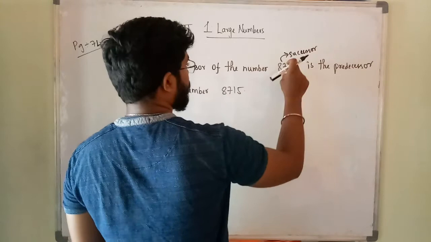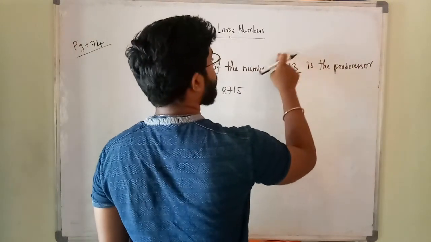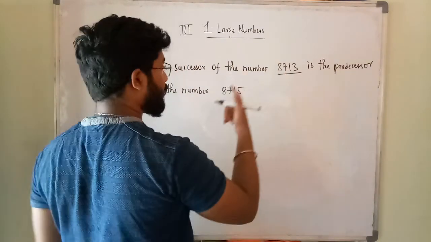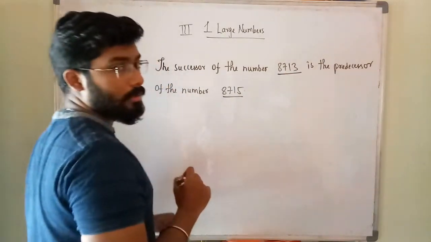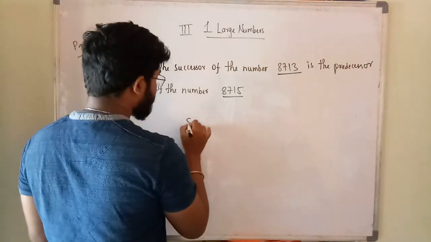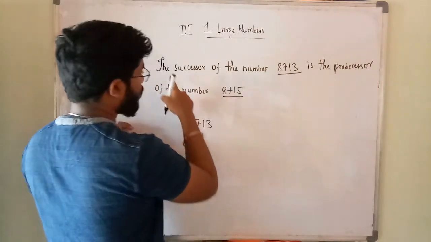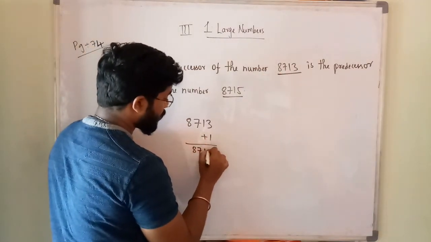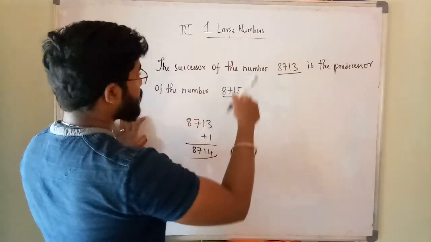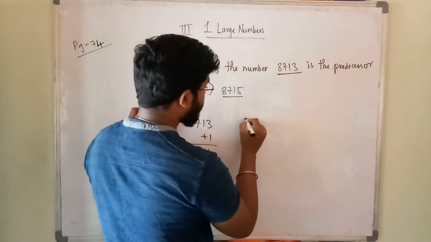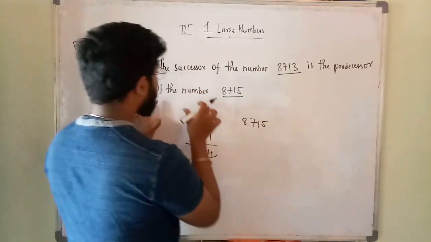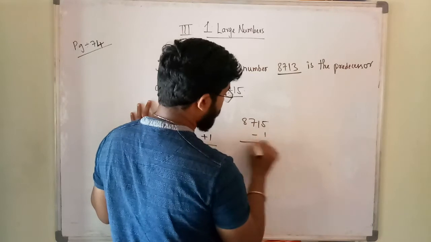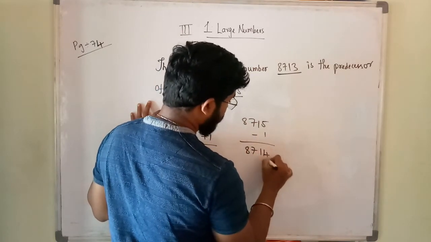So the successor for this number, he is telling what? The successor for this 8713 will be the predecessor of this number. So what is the number? The successor of this number. So let us find out the successor of this number. What is the successor? 8714. Okay, it is the predecessor of that number 8715. So if you do minus 1, 8714.